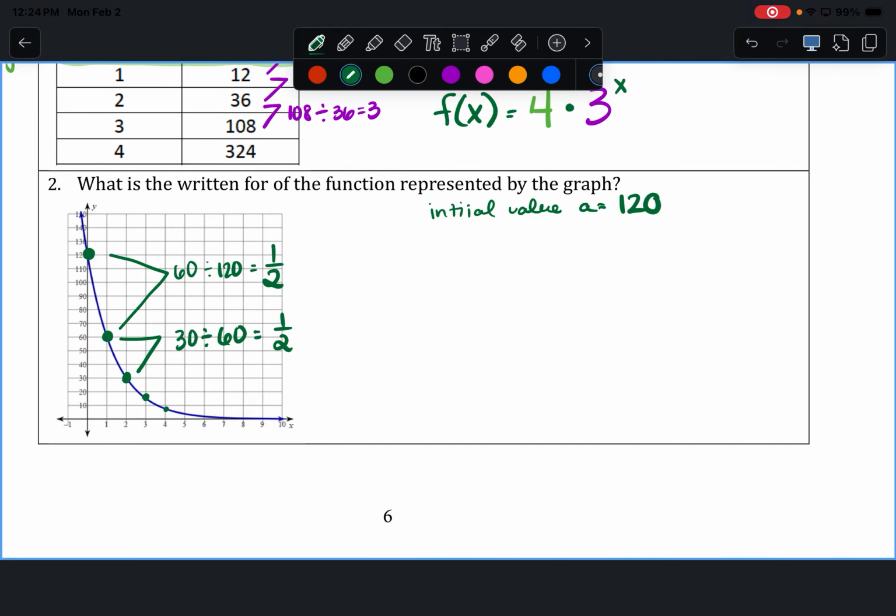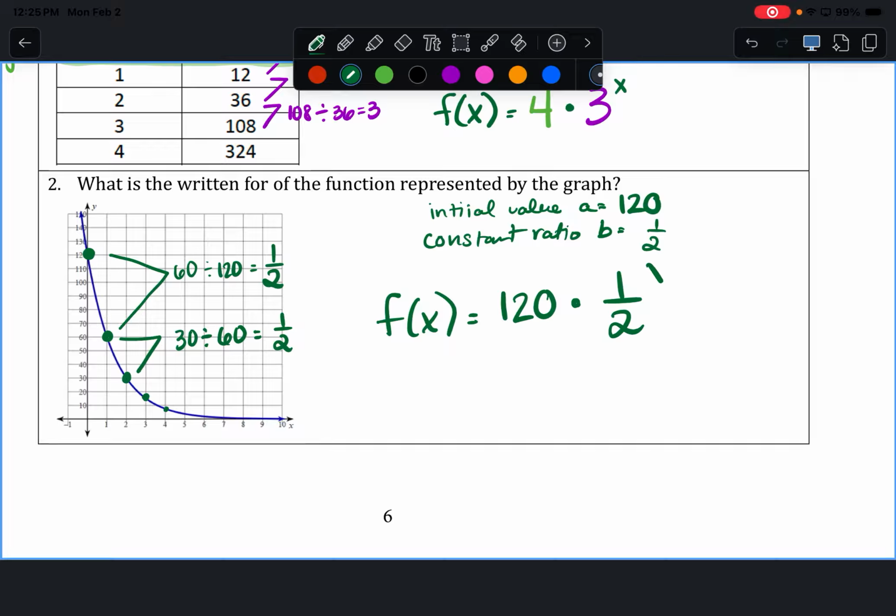So our constant ratio is what? It is 1/2. So our b is 1/2. And now we're good to write our function. So we're going to have f of x is equal to our a times our b to the power of x. You could also write it with parentheses, however you would like.